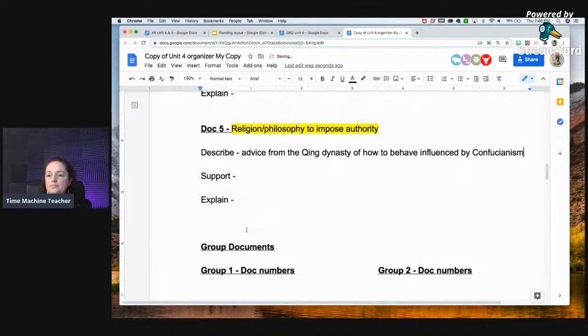Okay, then we have to pull something from the document that proves that. Give me a minute to get that down.